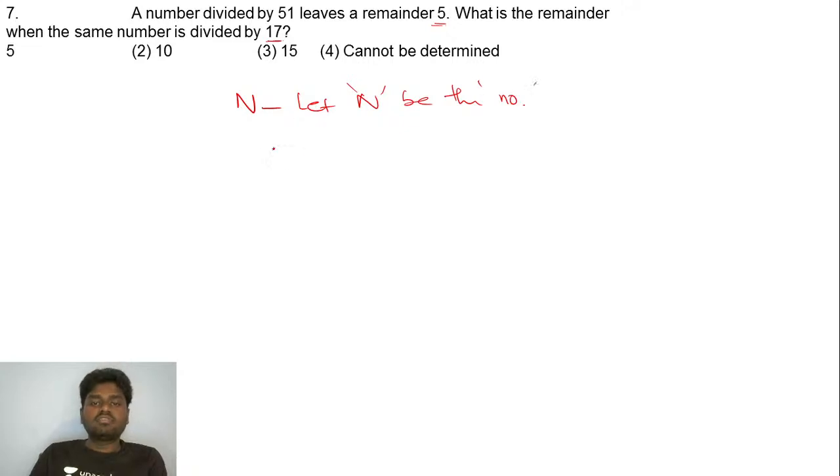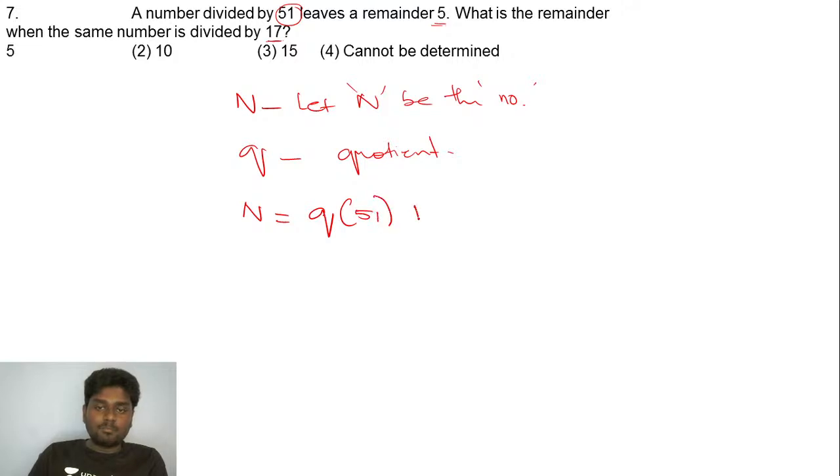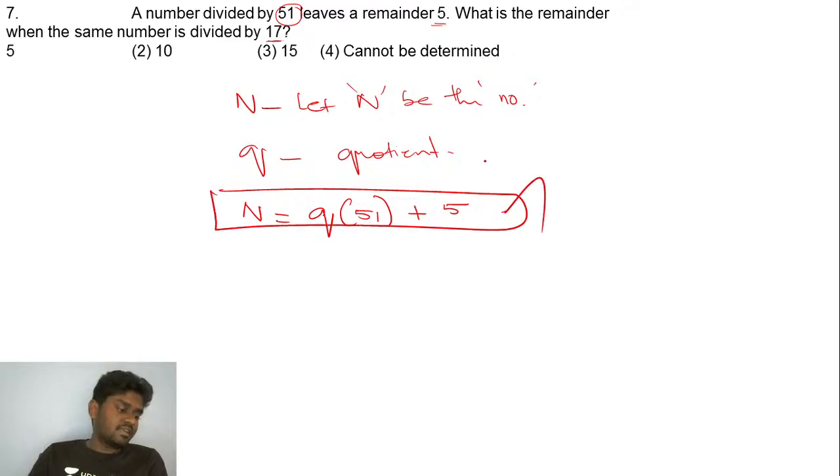And if I take q to be the quotient, listen carefully. Can I say the number is actually equal to, if I divide it by 51, the quotient along with the divisor 51 plus the remainder 5 will exactly give me the number? Is that right? That is n is equal to 51q plus 5. You need to find what is the remainder when the same number n is divided by 17.